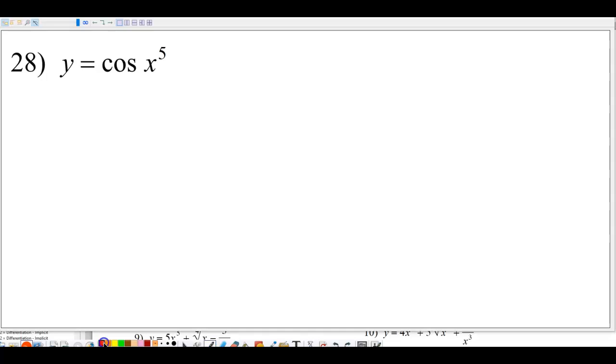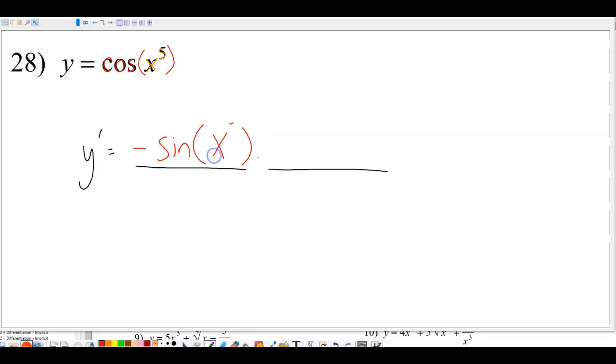Let's do this one. So this time cosine is my outside function and my inside function is x to the 5th. So if I wanted to take the derivative of the outside times derivative of the inside, the outside function is cosine, so the derivative of that is negative sine of something. And in this case, my something is x to the 5th. Multiplying that by the derivative of the inside, that would be multiplying by 5x to the 4th. And once again, if you want to move that 5x to the 4th, you would put it in between the negative sign there and the sine x.